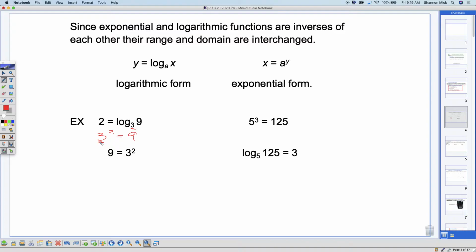And the log becomes the equals, and the equals becomes the exponent. So if I can go from logarithmic to exponential, I should be able to go from exponential to logarithmic, yes? Okay, so it's 5 to the third equals 125. So the base of the exponent is going to be the base of my logarithm, and these two things are going to interchange places because they're the range and domain. So I have log base 5 of 125 equals 3.